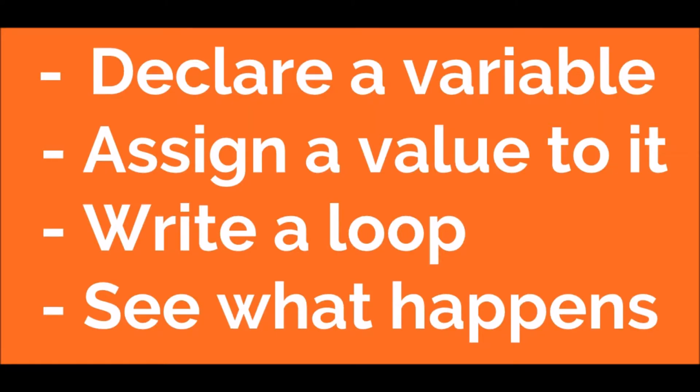So for this tutorial, we're going to do something very simple. We're going to declare a variable. We're going to assign a value to that variable, and we're going to write a loop. A loop is something that executes a block of code in a repetitive manner. And then we're just going to see what happens, and specifically, we're going to see what happens in terms of memory allocation.